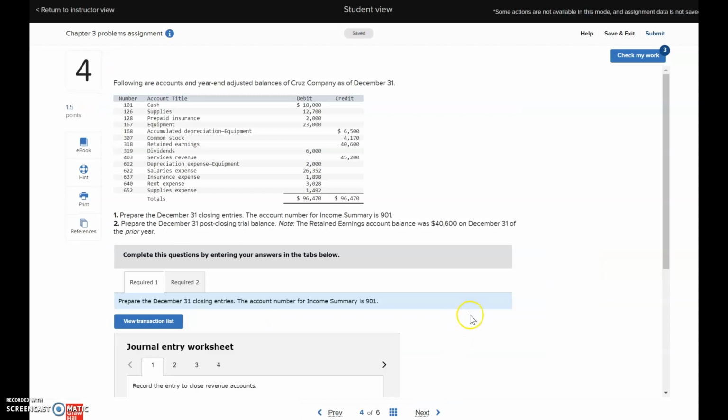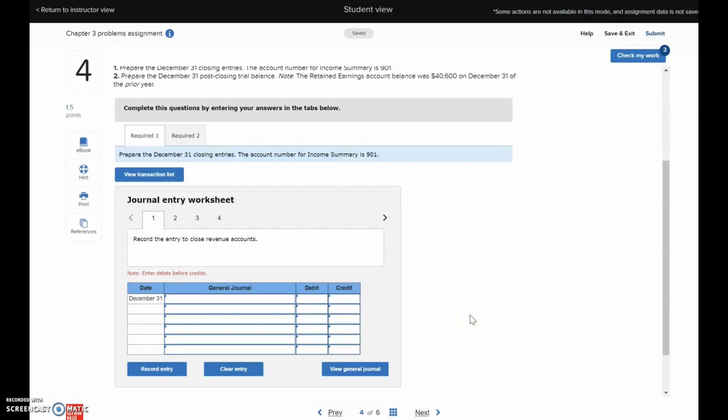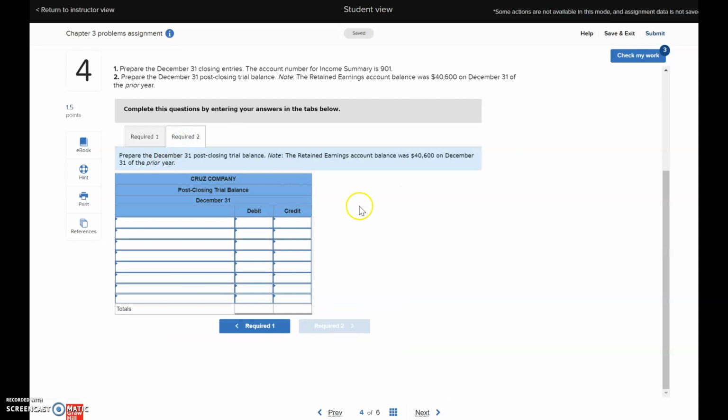Okay, so now we're going to do the 4 closing entries. The closing entries in the textbook, you can go to Exhibit 3.16, and that shows a chart with all of the journal entries for the closing entries. Requirement 2 for this problem is doing a post-closing trial balance. And you can look in the textbook at Exhibit 3.18 for an example of a post-closing trial balance.